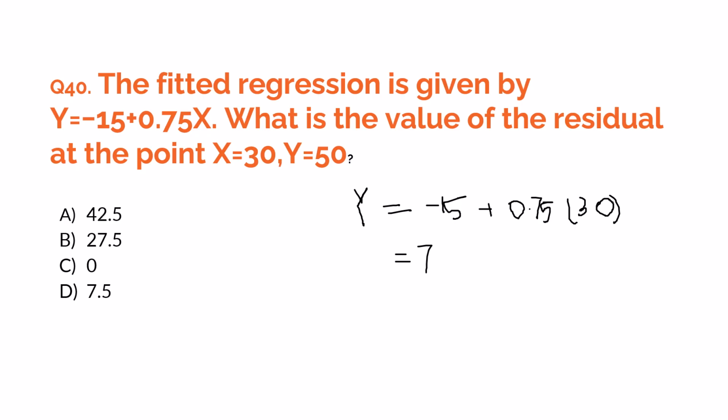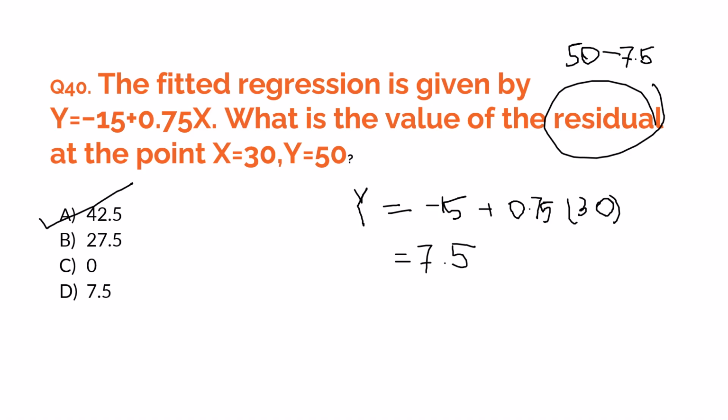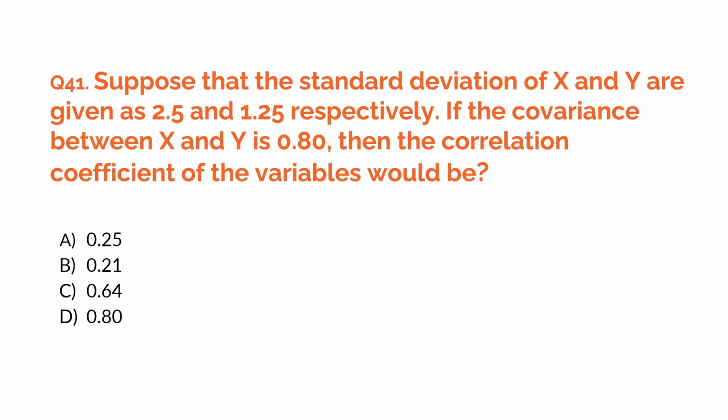And we are given that y is 50. The residual is the difference between them. So in order to calculate the residual, we will subtract 7.5 from 50, because 7.5 is the value of y we get when x is 30, but the actual y is 50. We subtract the y we get from the y we should get. So the answer in this case should be 42.5, option A. Now moving on to the next question.